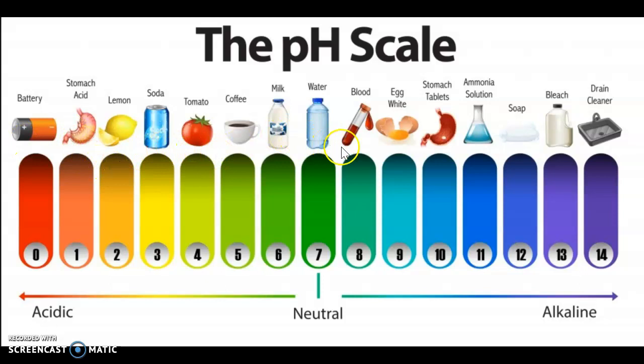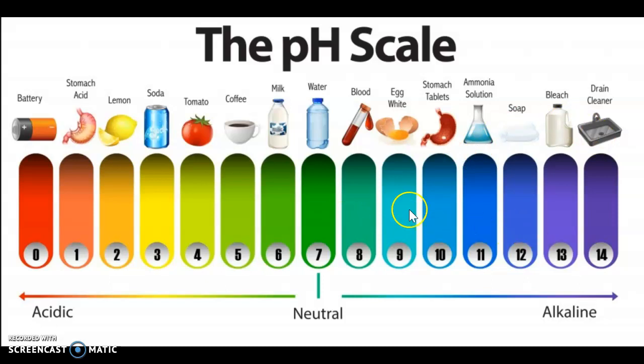If we move up the scale here, our blood is slightly basic, but if we look at something around the home, we'd be looking at baking soda. As we move up the scale there, we've got drain cleaner. Drain cleaner is basically just sodium hydroxide, which we have in our lab.